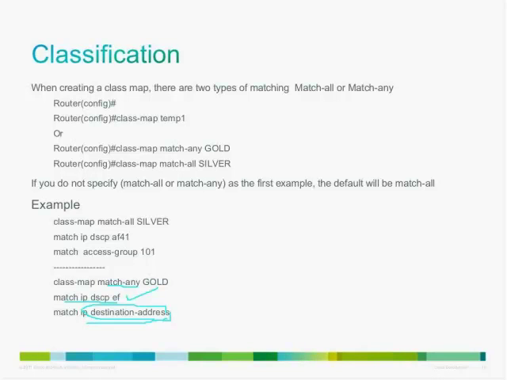We'll be able to match only if both of the matches hold true. Like only if the DSCP setting is AF41 and the traffic also matches access list 101. That's when it will match. If we don't give anything, like if we have class-map temp, then it will be match all by default. So we want to make sure that we explicitly give match any if we want to configure a more open kind of classification.